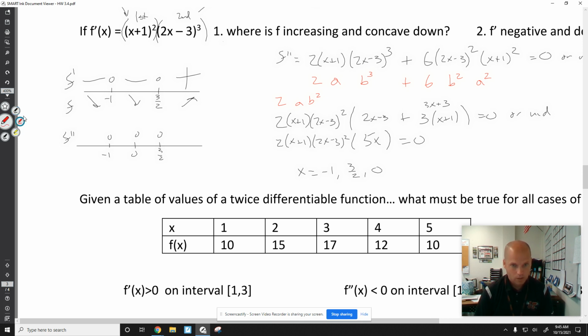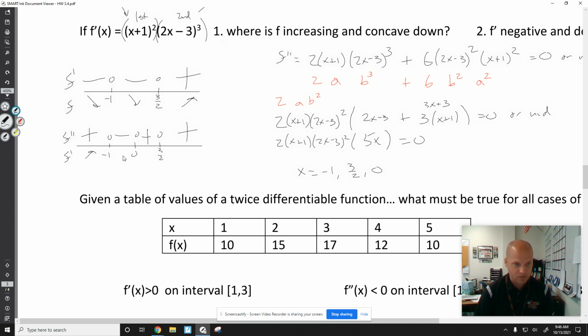That's good to know. If I plug in something like 5, positive, positive, positive, positive, positive. I can double check. Plug in something like 1: positive, positive, a negative squared, which is a positive, positive. So positive, positive, positive, positive, positive. Or look, I do not change signs at 3/2 because the multiplicity of that root is 2. I will change signs at 0 and at -1. Fantastic. Okay, we finally got there.